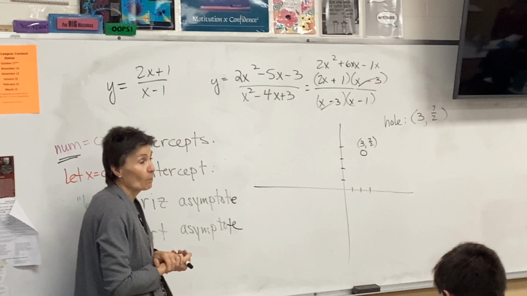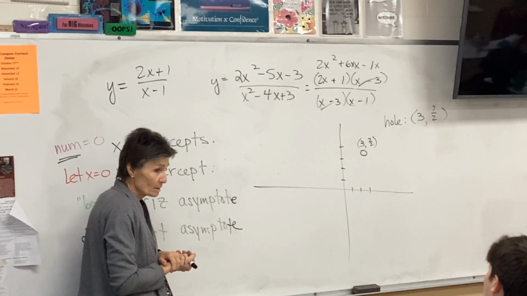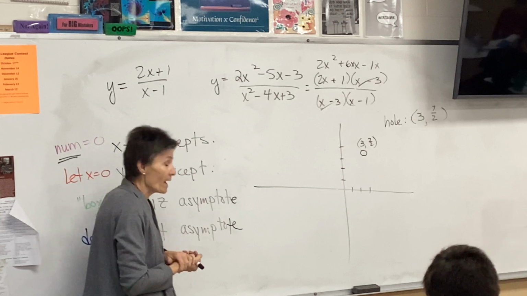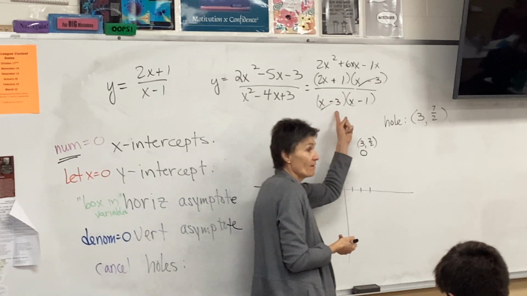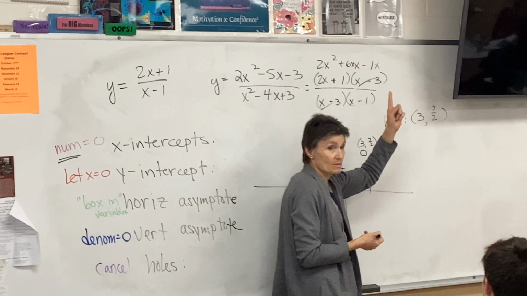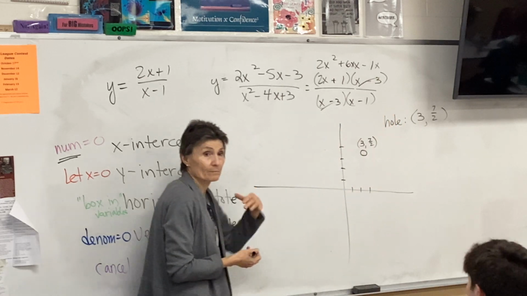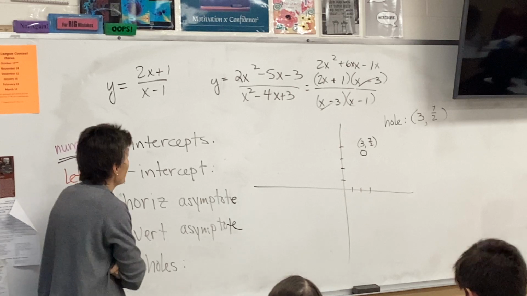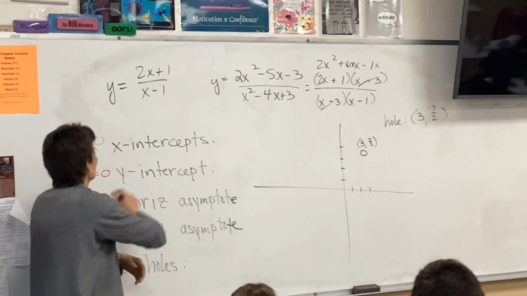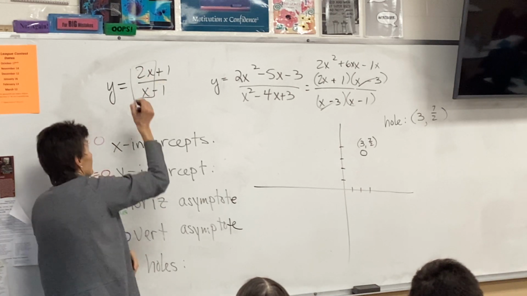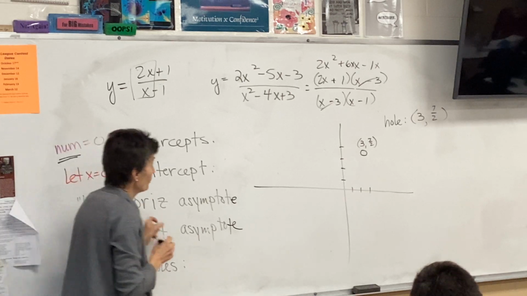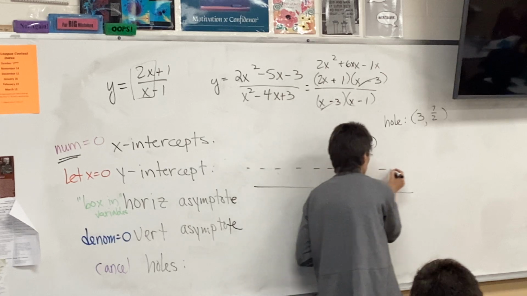All right, how do we get that y coordinate again? Plug in x. And where did x come from? The factor that canceled, right? Okay. All right, what else can you tell me? You box it. When I box these in, that gives me my horizontal asymptote, which is y equals 2.